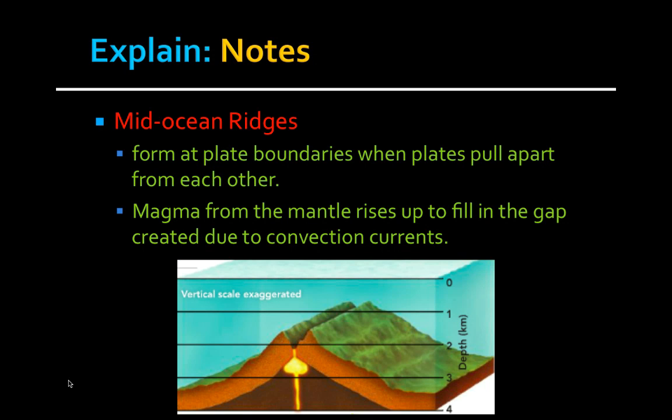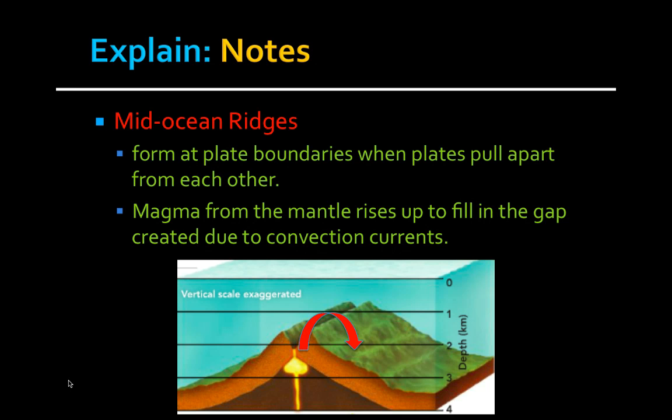Your first note today that you want to put on the left side of your Cornell notes is we're going to review what a mid-ocean ridge is from the video this morning. A mid-ocean ridge forms at a plate boundary when plates pull apart from each other. At these boundaries, as the plates are moving away, magma from deep in the mantle rises up to fill in the gap that's created. This magma is moving because of those convection currents deep in the mantle that are constantly churning.